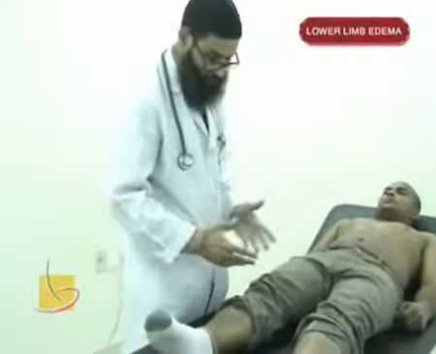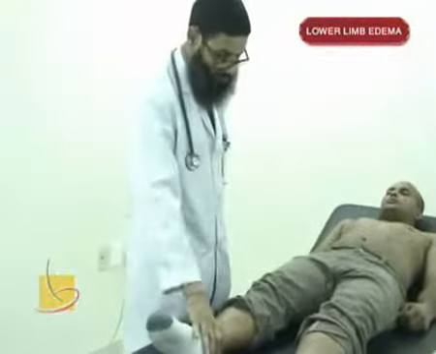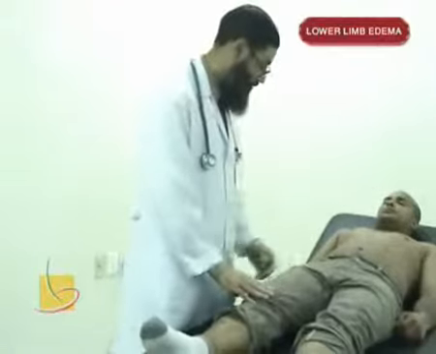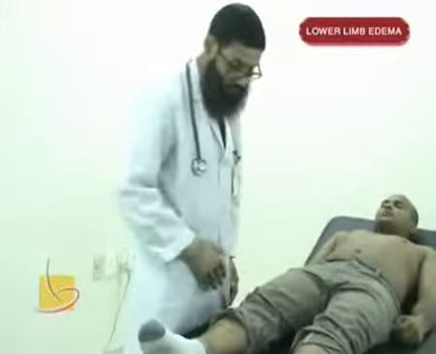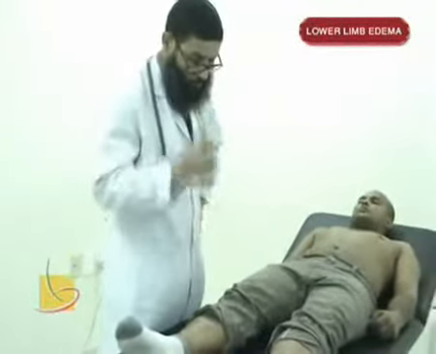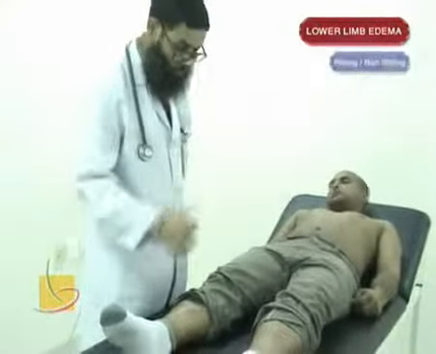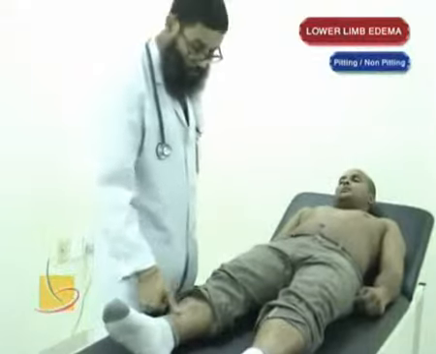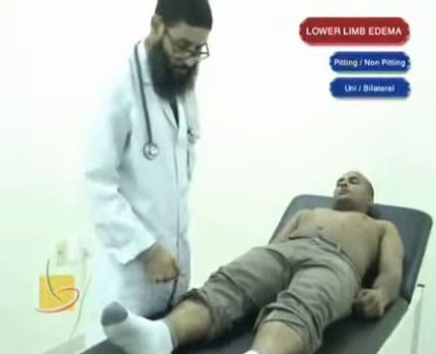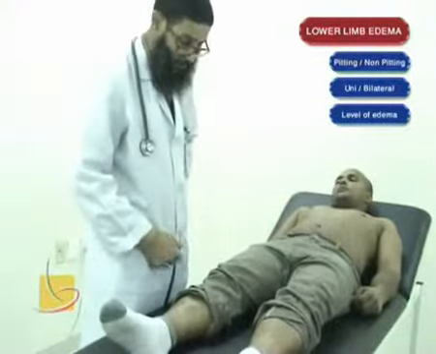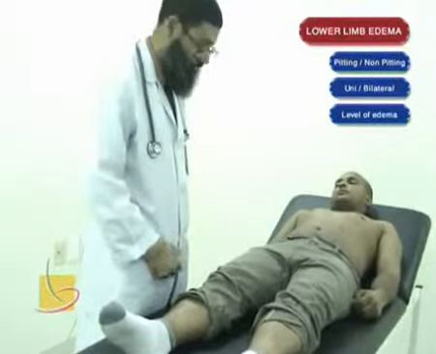Or you can just say there is edema around the ankle, there is edema up to the middle of the leg, there is edema up to the knee, there is edema extending over the knee. But the important thing here is to do the test in the proper way and comment on it as edema, which is pitting edema, unilateral or bilateral. And then you say up to what level. This may be very important in patients with edema states in general.